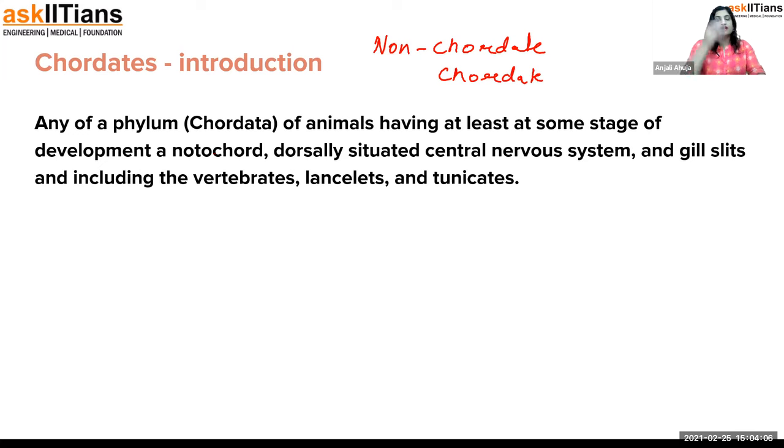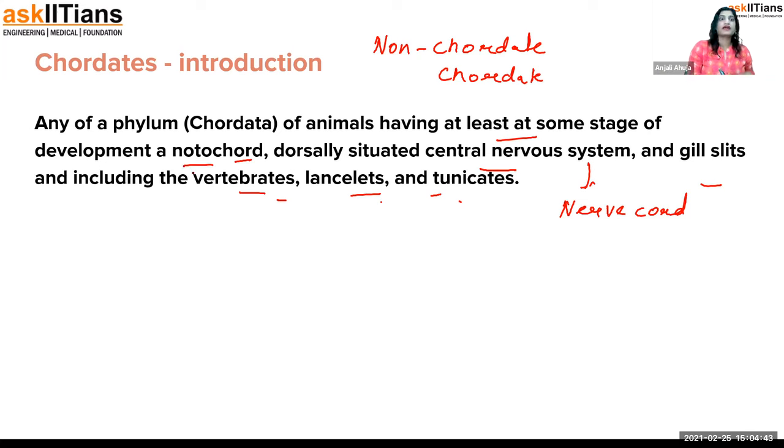Yeah. So any phylum of animal having, at least in some stages of life, the notochord, which is dorsally situated on the backside, and the central nervous system part, I mean, that mainly has the nerve cord, and the gill slit, including the vertebrate, lancelet and tunicate. These vertebrate, lancelet and tunicate are under the chordate category. They have this notochord and the nerve cord. I'm going to repeat myself that chordates have a few things which are common in all chordates. That's why we say they are chordates.